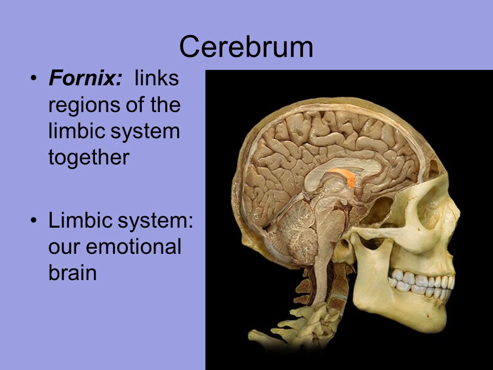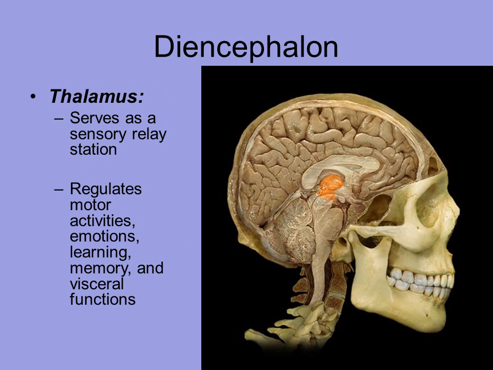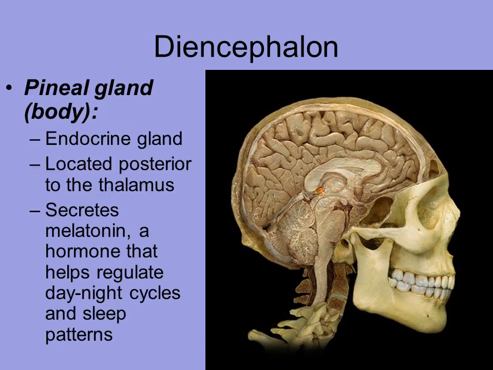Still talking about the cerebrum, the fornix is the area that links the different parts of the limbic system together. The limbic system is going to be involved with part of our emotions. The diencephalon, one of the components of that is the thalamus. The thalamus is going to be essentially a relay station. It's helping, as impulses come in, to relay them to the appropriate portions, typically in the cerebrum. And they're also going to help it regulate certain activities, emotions, memory, things like that.